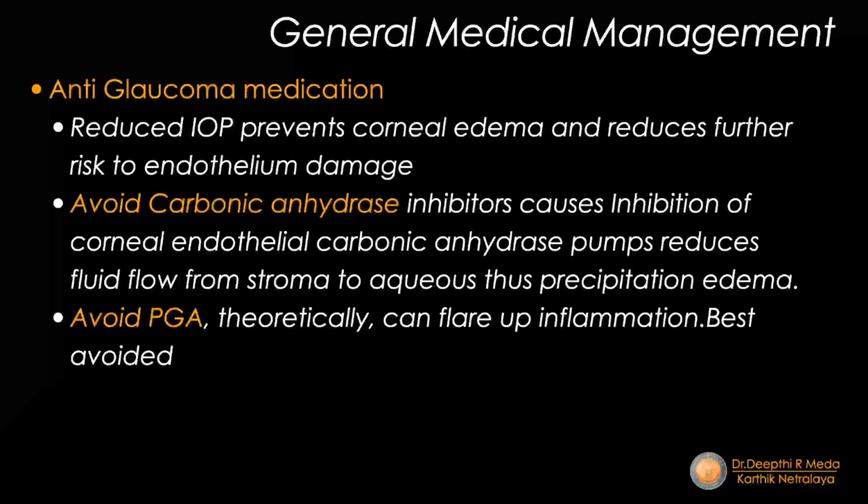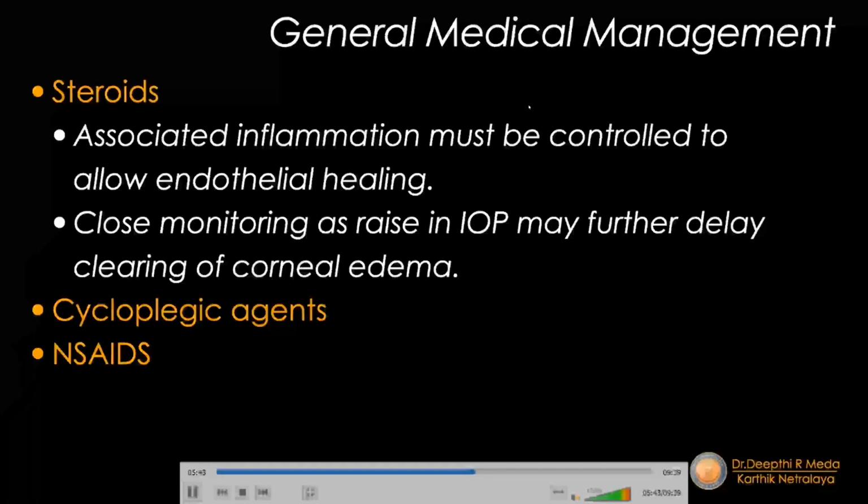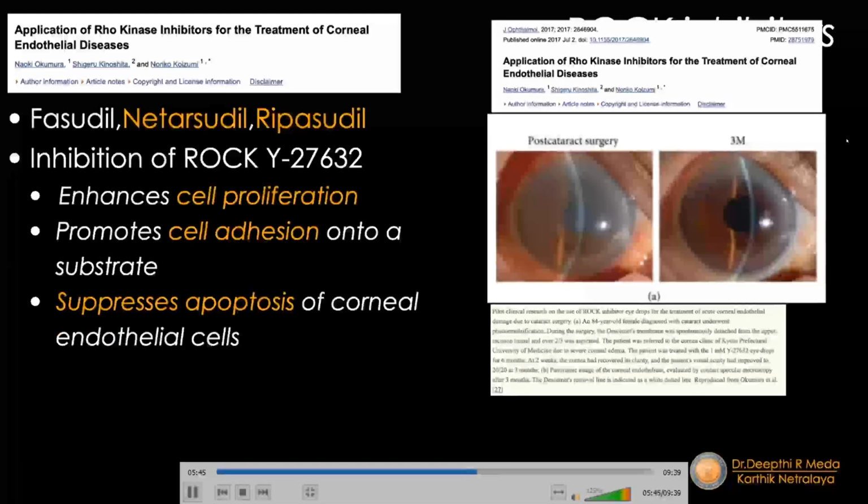Now, other medications would be an anti-glaucoma medication, because you would want the IOP to be low, as an increased IOP itself can delay the endothelial recovery. Make sure you avoid prostaglandins and also avoid carbonic anhydrase inhibitors immediately post-op when you have a corneal edema. Again, steroids have to be used generously after you have ruled out an infective etiology, and inflammation has to be controlled, because that helps the endothelium to recover much quicker. Other adjuvant agents like cycloplegics and NSAIDs are extremely helpful.